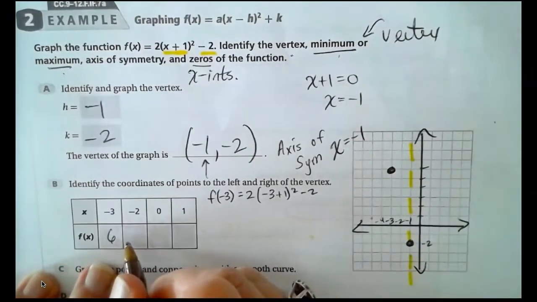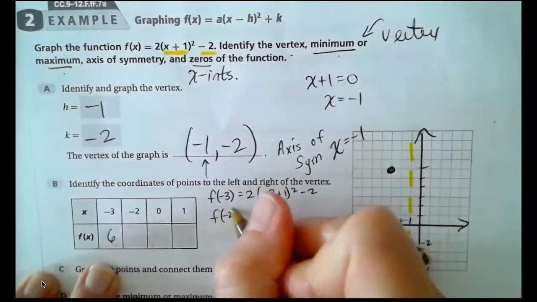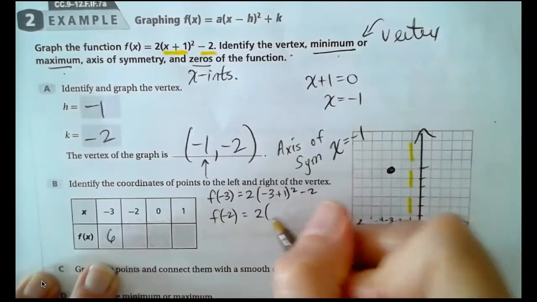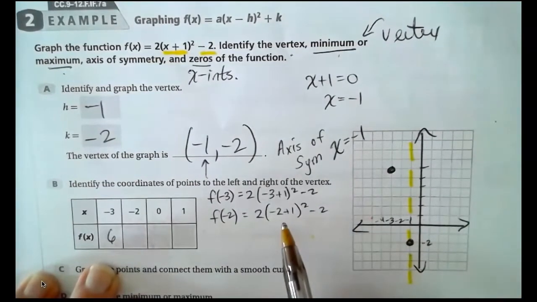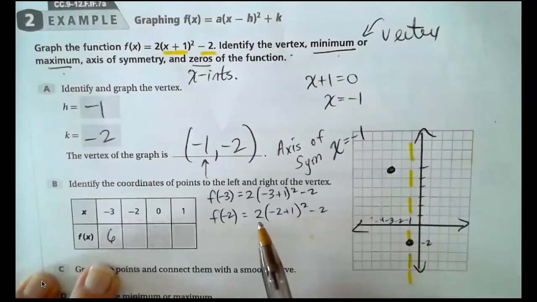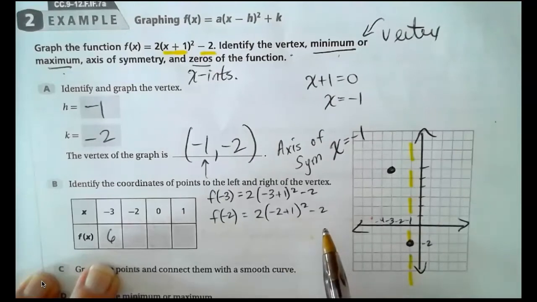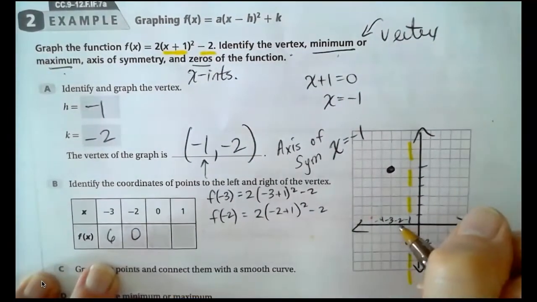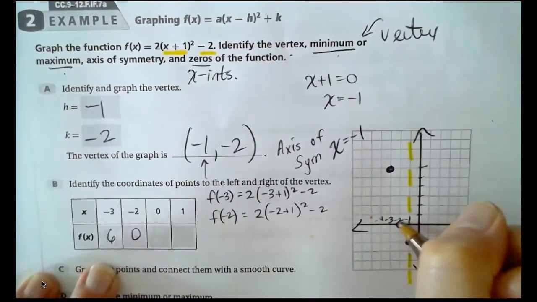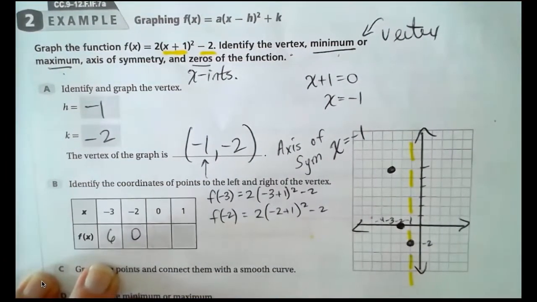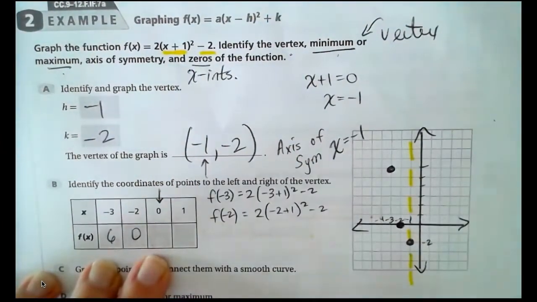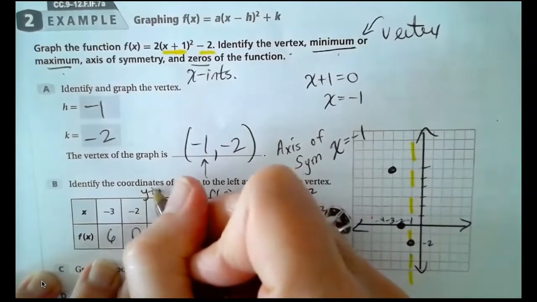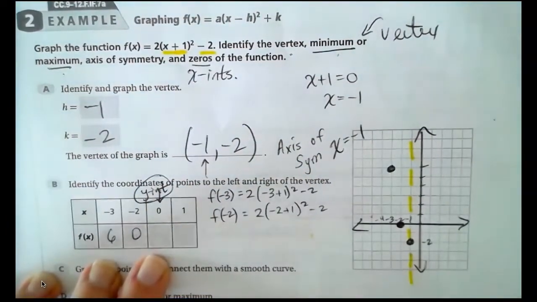At negative 2, f of negative 2 is 2 times (negative 2 plus 1) squared minus 2. Negative 2 plus 1 is negative 1. Negative 1 squared is 1. 1 times 2 is 2. 2 minus 2 is 0. So at x equals negative 2, we are at 0. We just found an x-intercept.